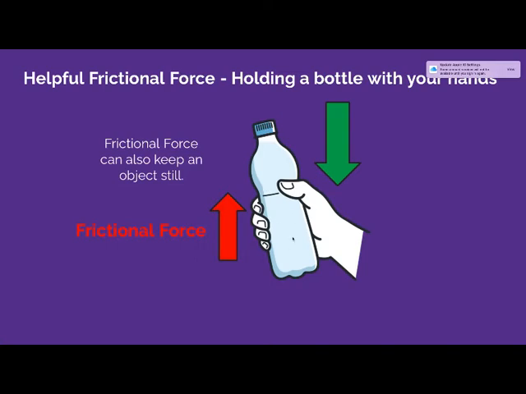Hence, you're able to hold your pens, your pencils, your bags. Everything is possible through friction. This is due to the frictional force being larger than the force provided by your hand pulling the object down, or pulling the bottle down in this example.